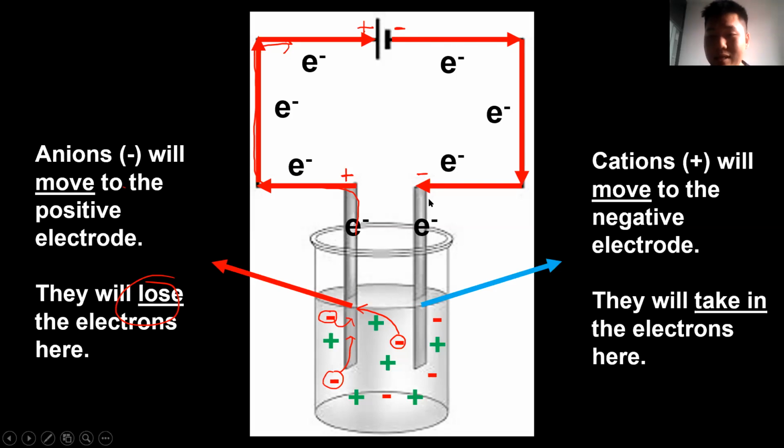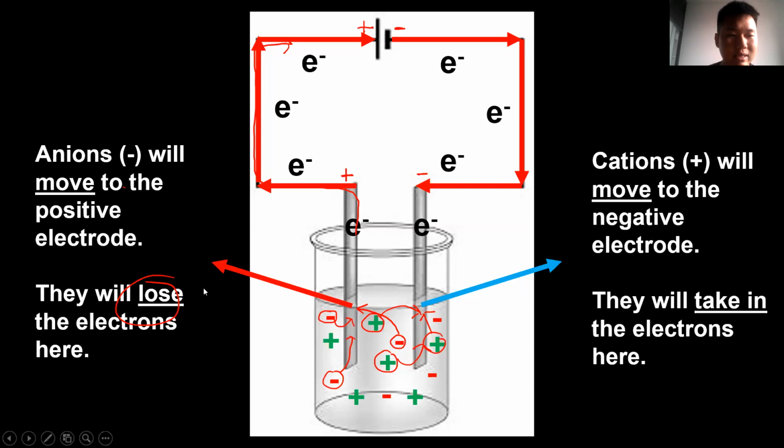And what will happen is that the cations will then move to the negative electrode. The same thing over here, these positive ions will all move to this negative electrode, and they will take in the electrons. So this closes the entire circuit.